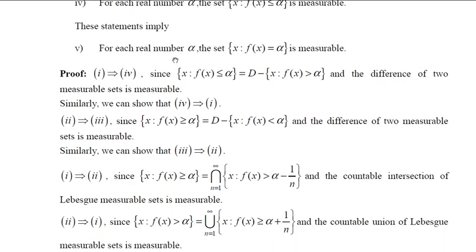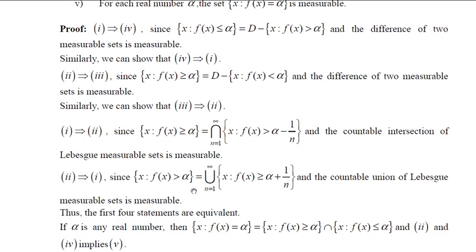So we have proved all those four statements are equivalent. Now let's prove the fifth one. Suppose alpha is any real number. Then the set of all x for which f of x equals alpha can be written as the set of all x for which f of x is greater than or equal to alpha, intersected with the set of all those x for which f of x is less than or equal to alpha.